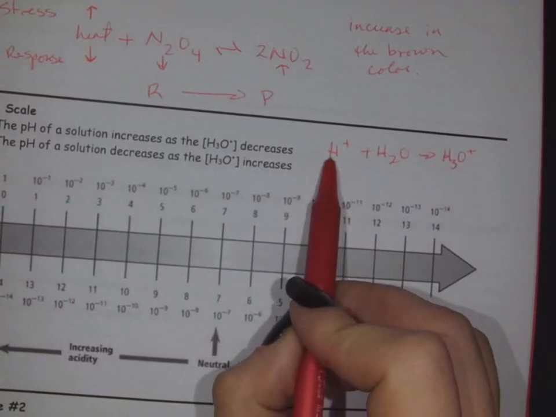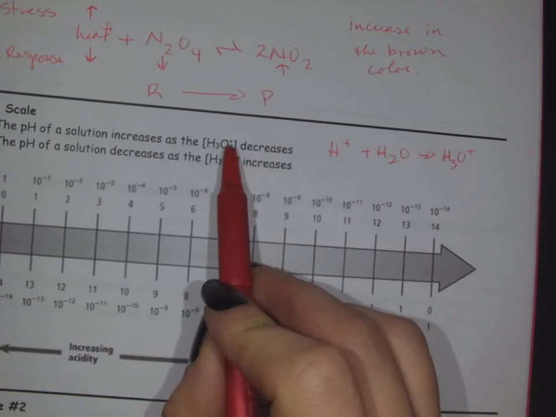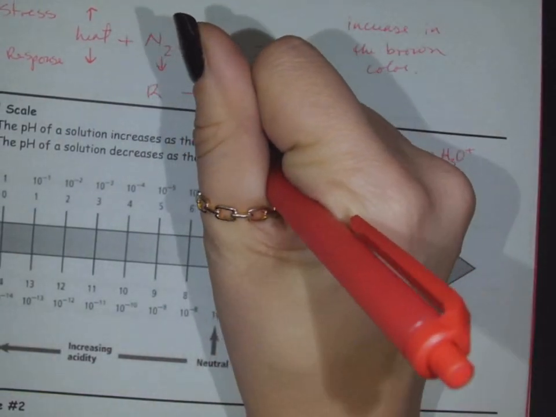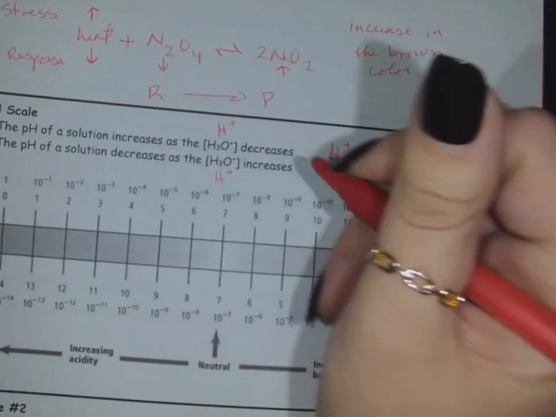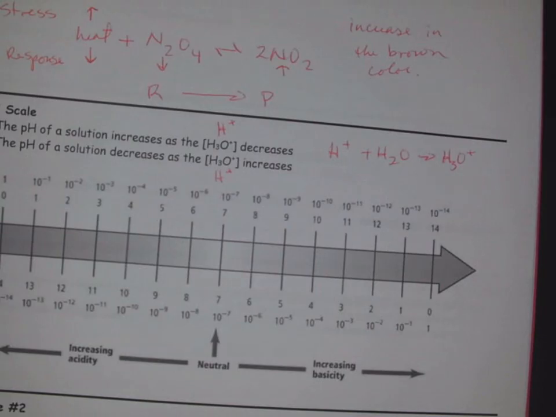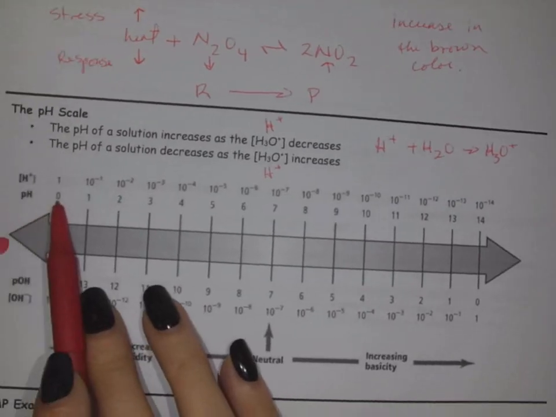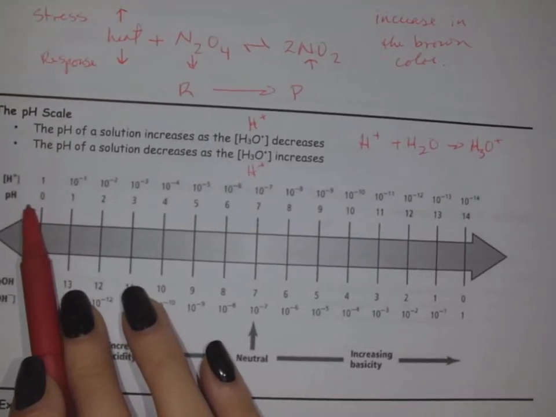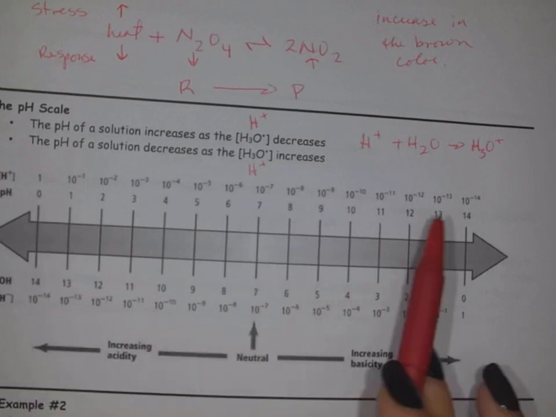It is absolutely acceptable to replace hydronium with H plus. We're just saying we know that these H plus are in water, that they're reacting with water. So if we increase the amount of H plus, that makes it more acidic. If we decrease the amount of H plus, that makes it less acidic, more basic. And then pH ties to this. The stronger the acid, the lower the pH, and the weaker the acid, the higher the pH.